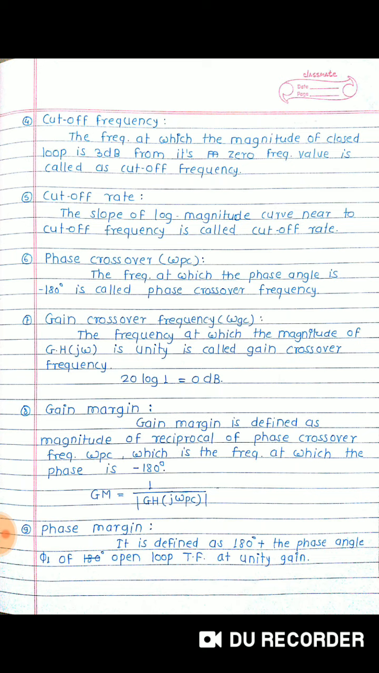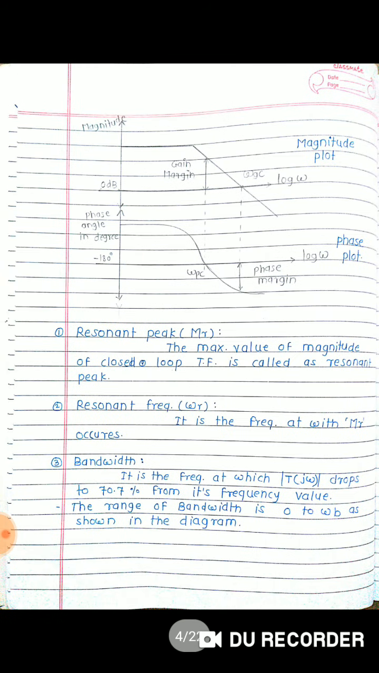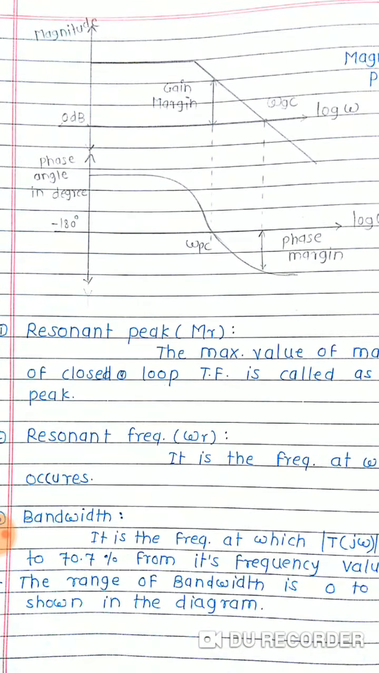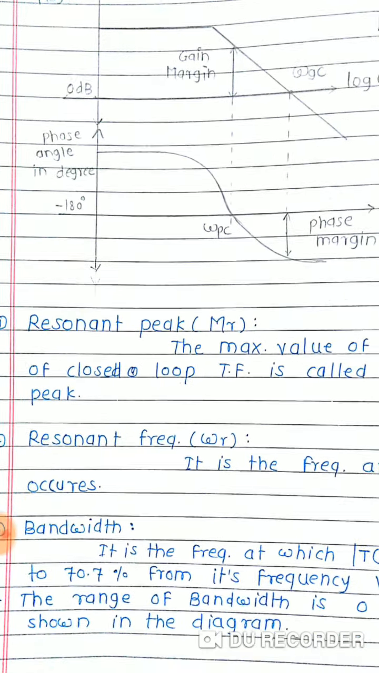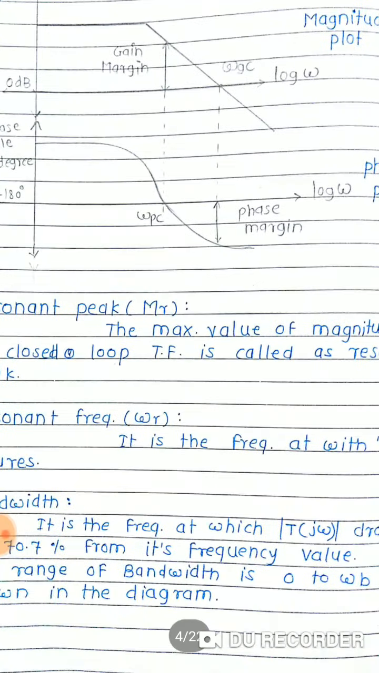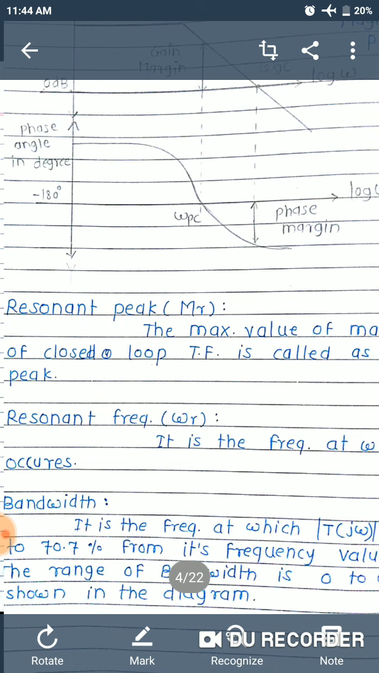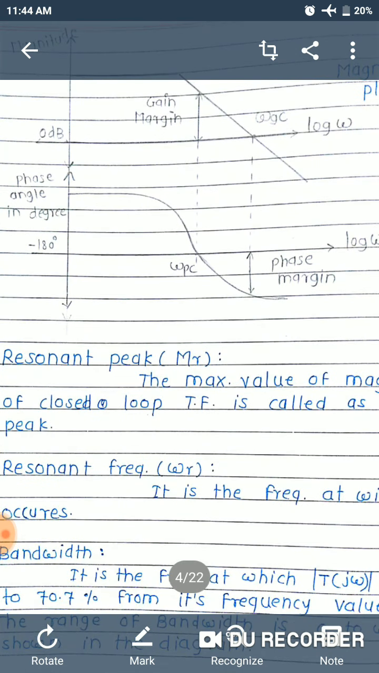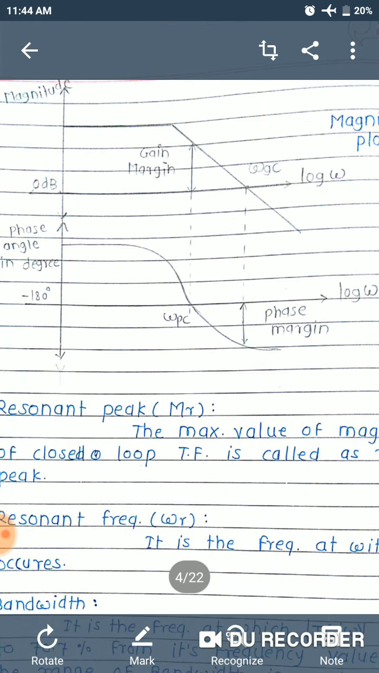Phase crossover omega pc: the frequency at which the phase is minus 180 degrees is called the phase crossover frequency. We'll see it in the diagram. Here it is, omega pc, in the magnitude plot. Once we draw the phase plot, we have to mark the 180 degree line there, and draw a vertical line up to the magnitude plot, and wherever that crosses 0 dB, that is omega pc.